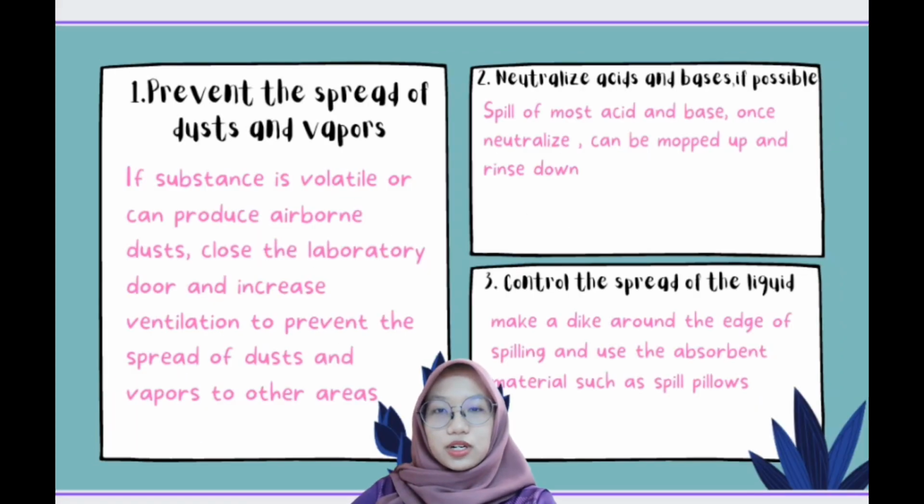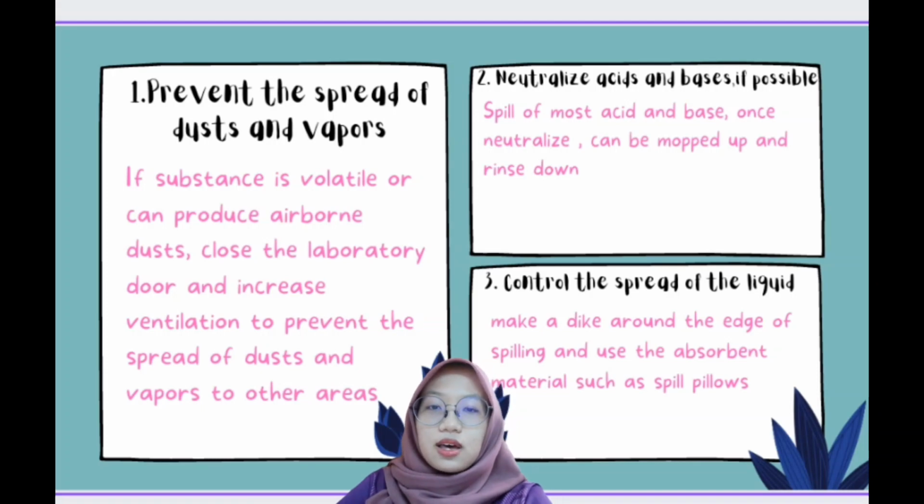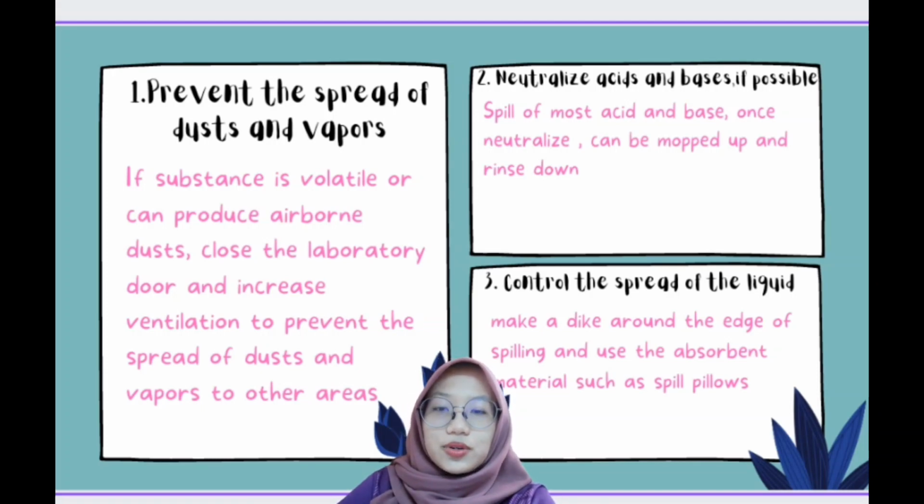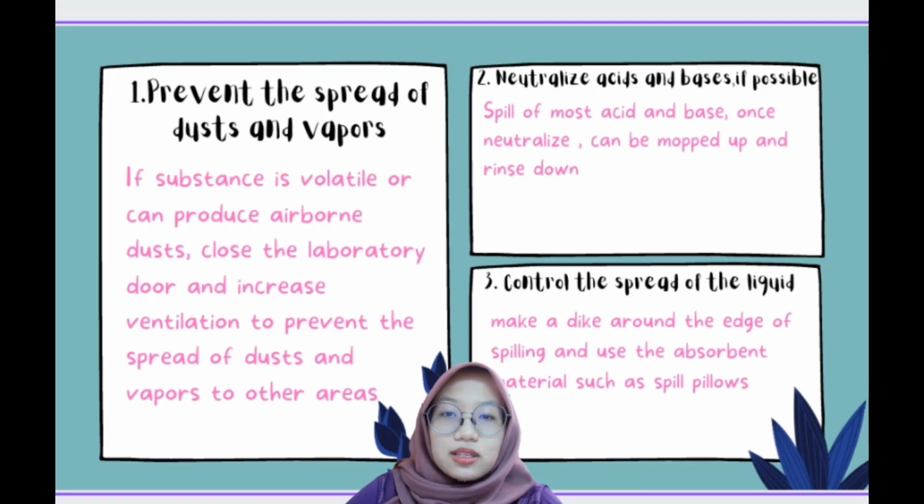First, you need to prevent the spread of dust and vapors. If the substance is volatile or can produce airborne dust, close the laboratory door and increase ventilation to prevent the spread of dust and vapors to other areas. The second step is to neutralize acid and base if possible, which applies to a spill of most acids and bases. Once neutralized, it can be mopped up and restocked. The third step is to control the spread of the liquid. If it's too much, make a dike around the edge of the spill and use absorbent material such as spill pillows.